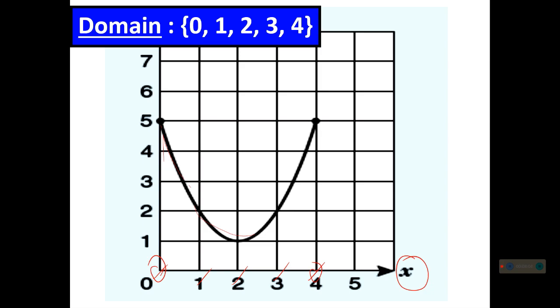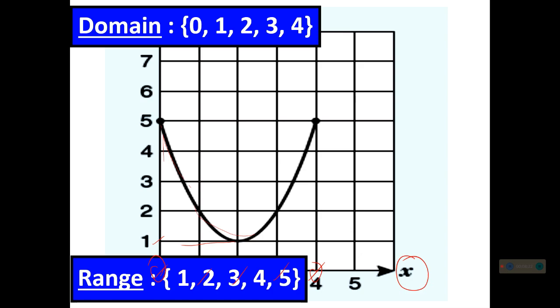So let's now have the range. Our range, of course, will be from 0 to 7, but you have to take note of where it lies or touches. As you have seen from the graph, it touches 1, then 2, 3, 4 until 5. So again, 1, 2, 3, 4 until 5. That is the range. Okay, question?